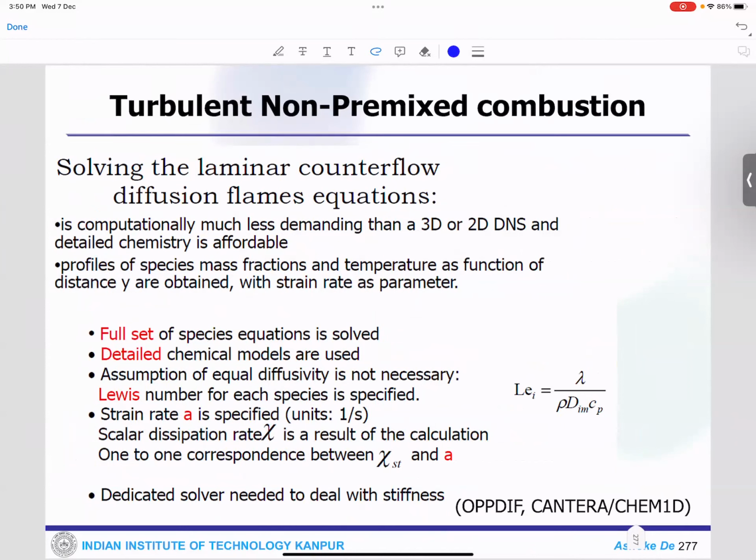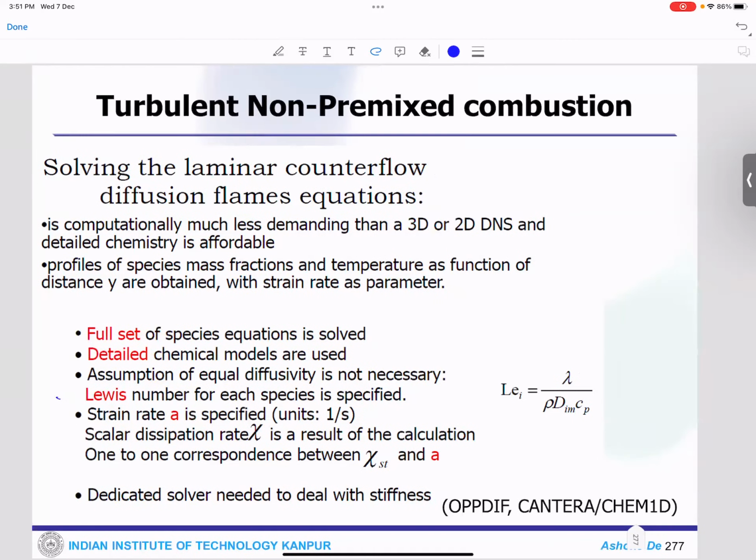So when you do this counterflow diffusion flame equation, it's obviously computationally much less expensive. You get all the profiles for mass fractions, temperature. But these are done at the pre-calculation level. But obviously, Lewis number is assumed to be unity. So these are the problems one has to take into account.